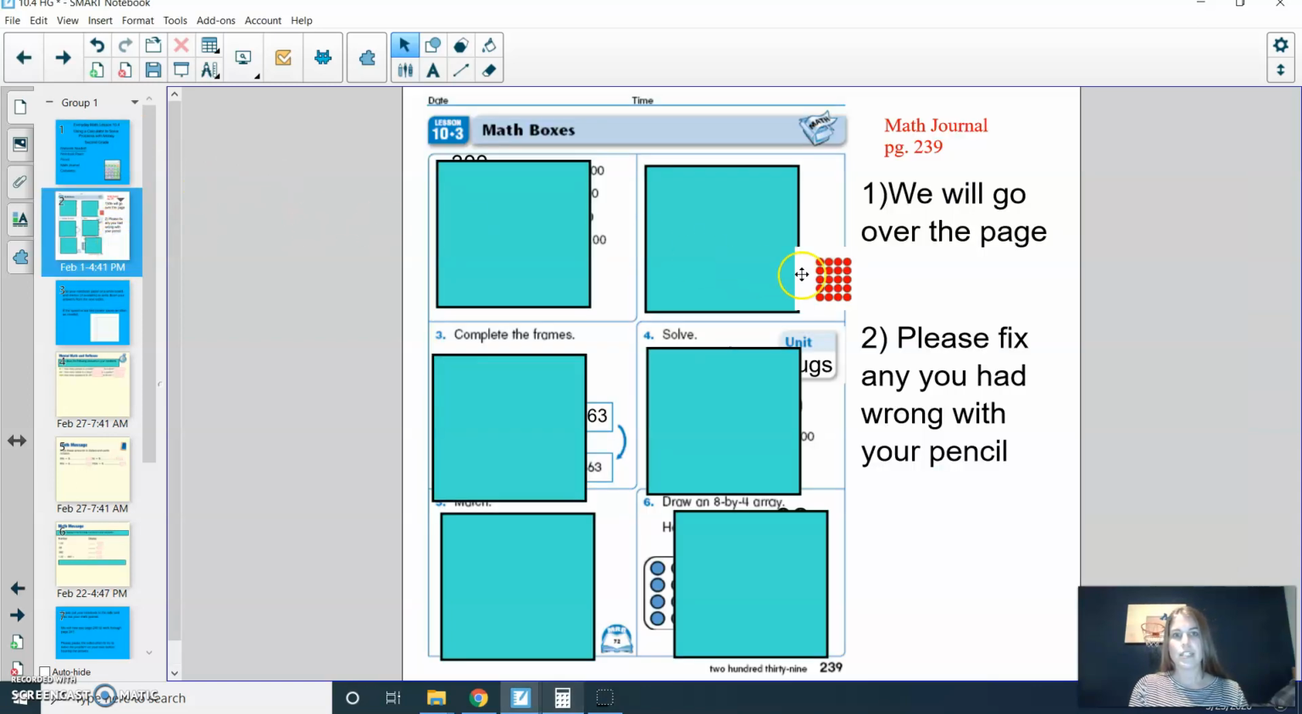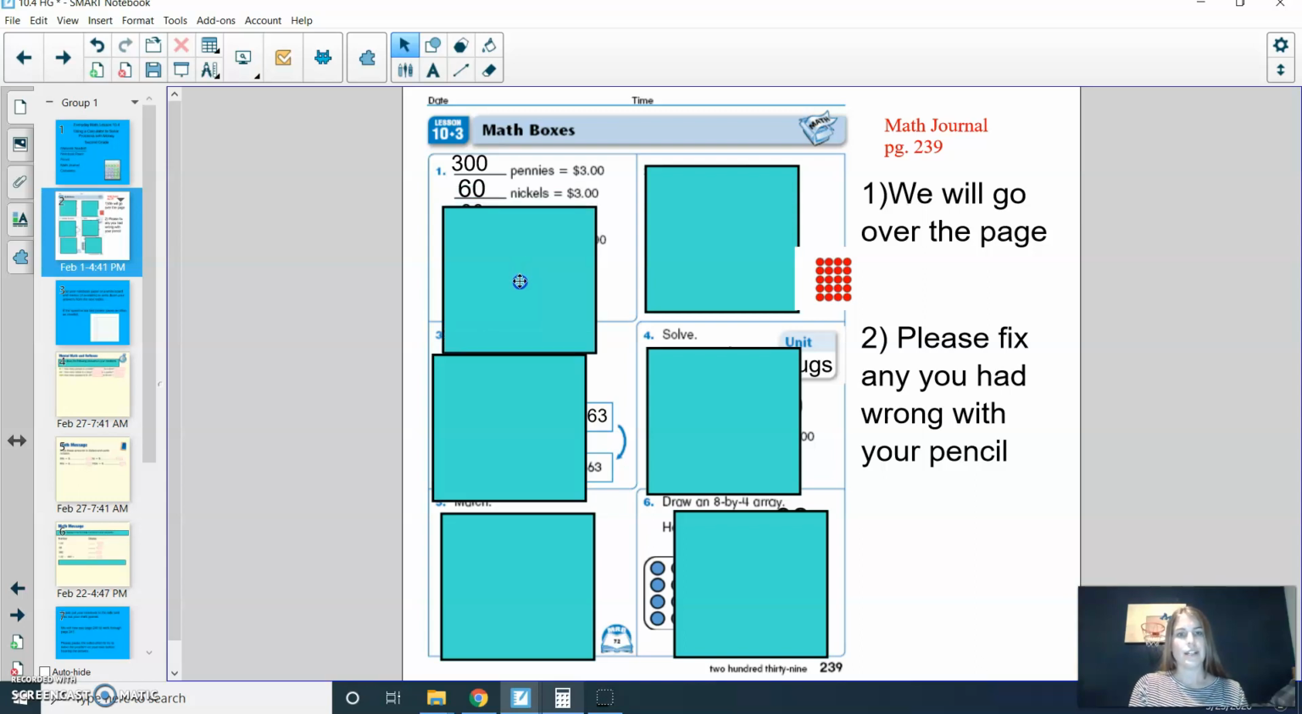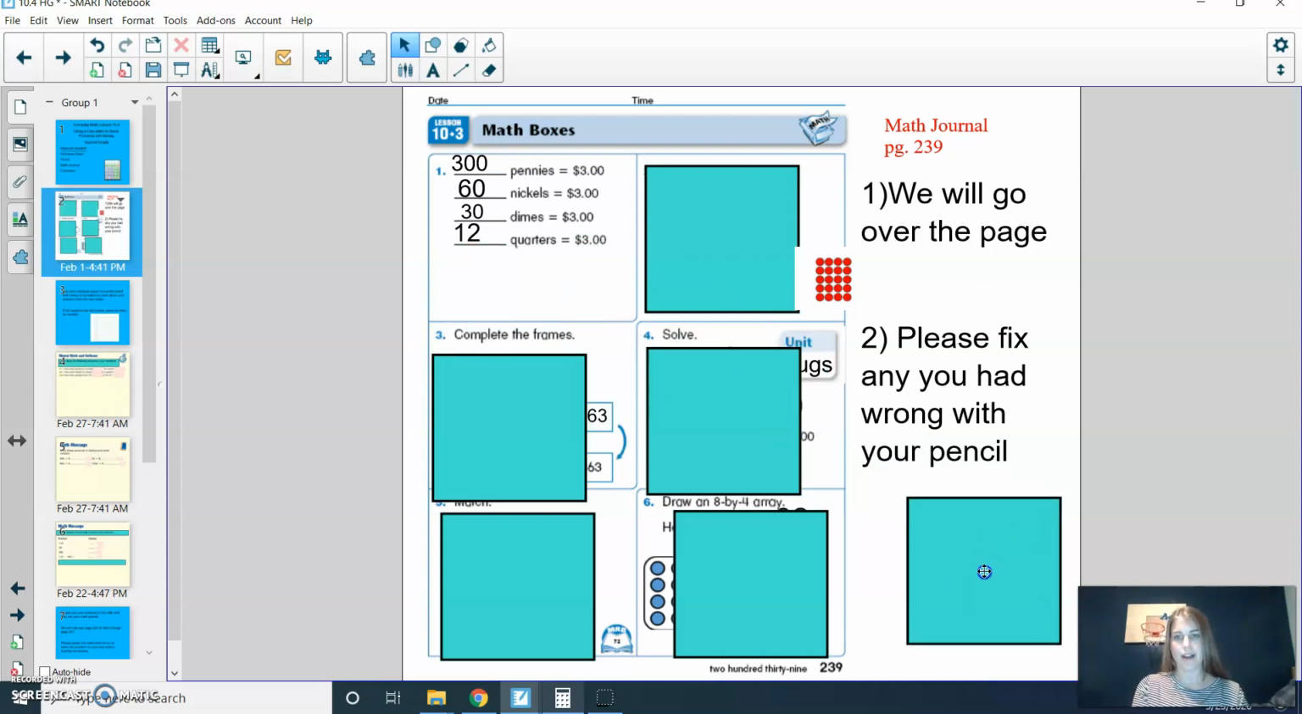The first thing we're going to do is go over our Math Journal page from yesterday. So this is Math Journal page 239. If you have any mistakes, please fix those with your pencil and eraser. For problem number 1, $3 is the same thing as 300 pennies. 60 nickels is the same thing as $3. 30 dimes is the same thing as $3. And lastly, 12 quarters is the same as $3.